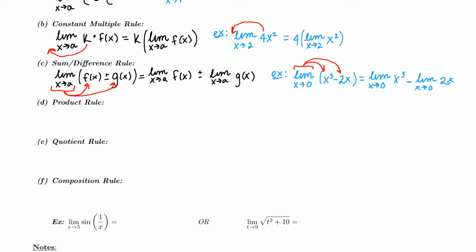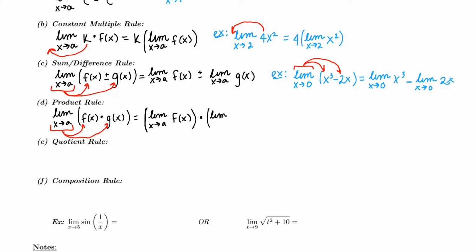For the product rule, you can kind of see where this is going. If you have two functions being multiplied together inside of a limit, you can give the limit to both of them and just take the product of their limits. So you can do the limit as x approaches a of f of x times the limit as x approaches a of g of x.